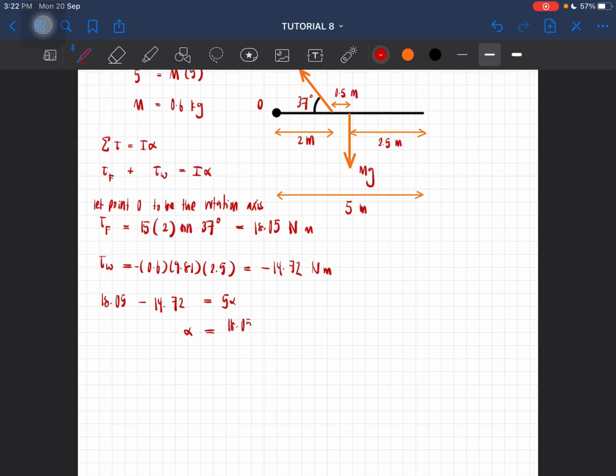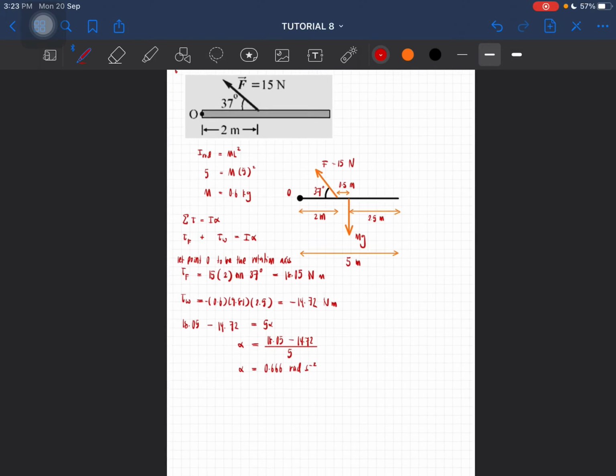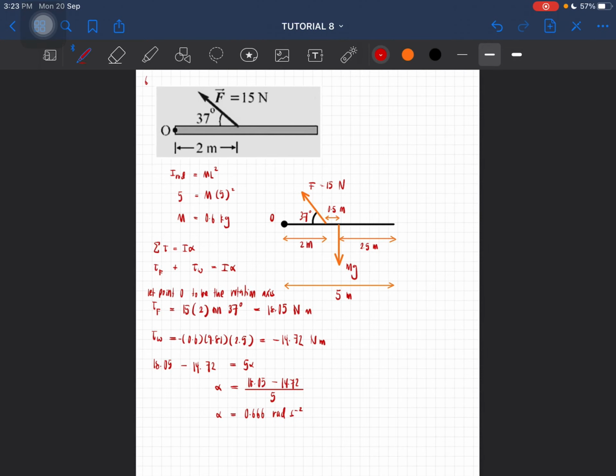So alpha is 18.05 minus 14.72 divided by 5. You should get the angular acceleration equal to 0.666 radian per second squared. So that is the solution for question 6. Sorry, this is a bit tedious, but this is the way you solve this type of problem.